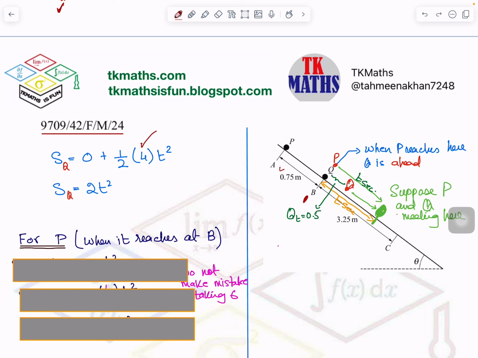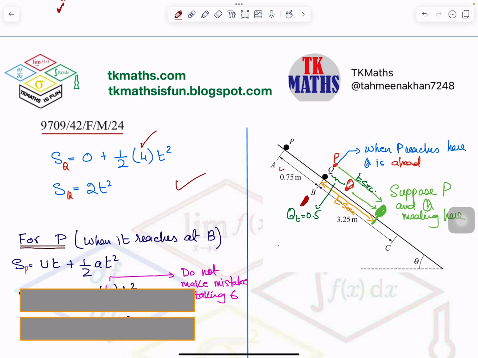So I have found the equation of Q from this point onward. If I want to find out the position of Q, then what will be the equation in which, if I substitute T, I get the distance. Similarly, I will find out for P.